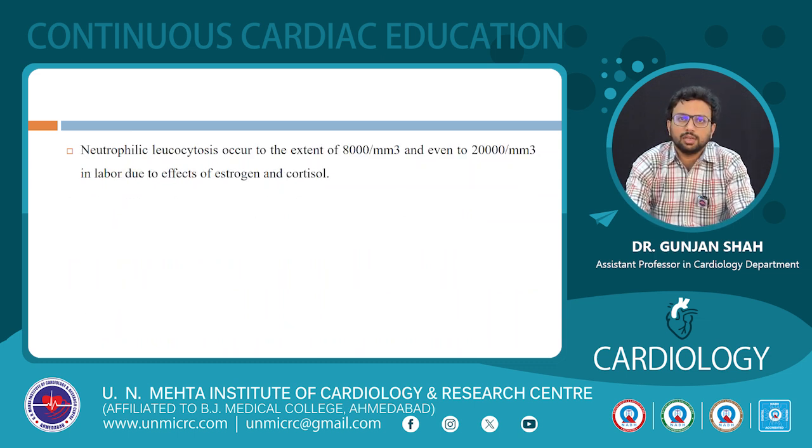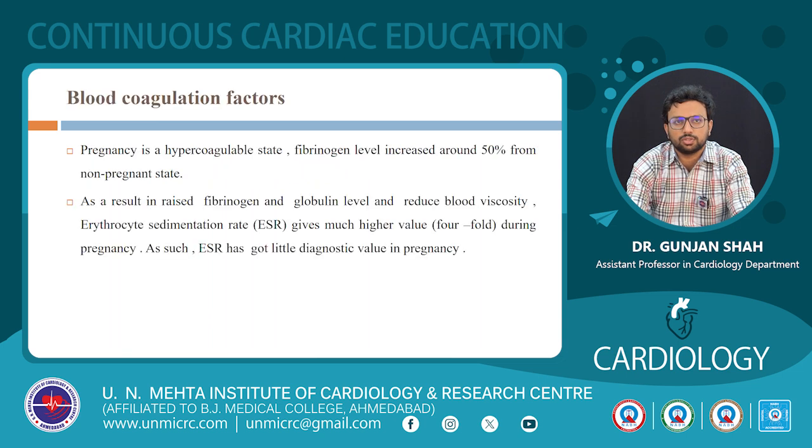Neutrophilic leukocytosis may occur up to the extent of 8,000 cells per cubic millimeter, and even to 20,000 in labor, due to the effect of estrogen and cortisol.